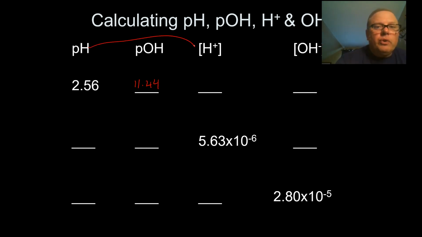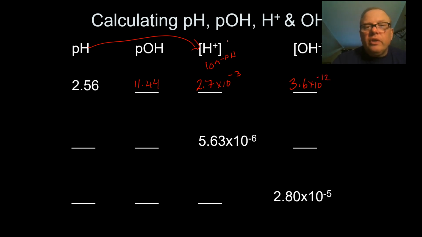To go back to the hydrogen ion concentration from the pH, what I want to do is take the inverse log of that negative pH. So take the inverse log of negative 2.56. And if you do that, you get 2.7 times 10 to the negative third. And again, with some examples here, you can make sure that you're doing it right. If we do that with the hydroxide, we get 3.6 times 10 to the negative 12.